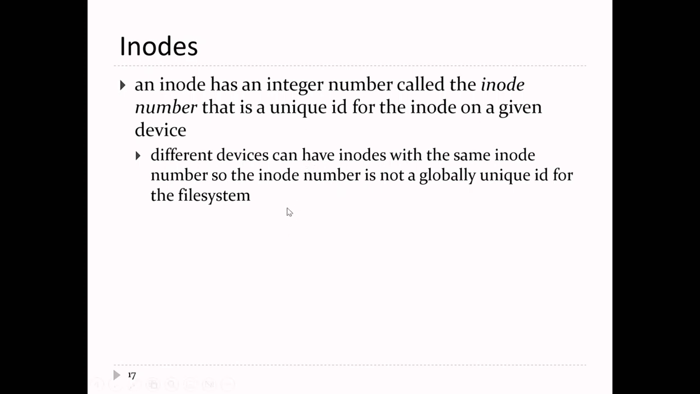Technical detail: different devices can have the same inode numbers. So your hard drive might have inode 5, your USB key might have inode 5. So 5 is not a unique inode identifier. The identifiers are unique per device. Not really important.